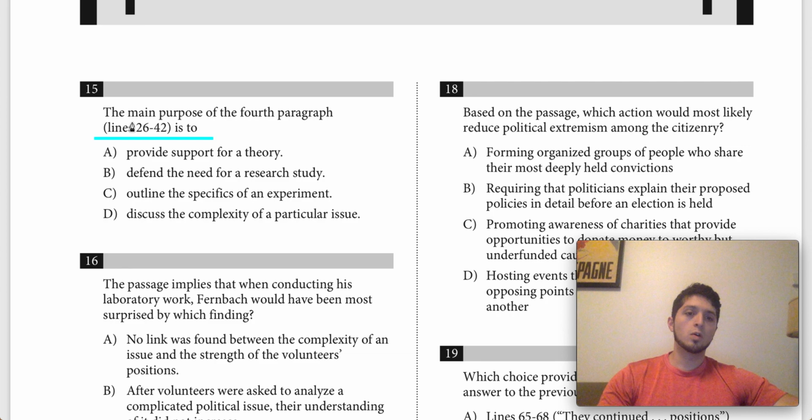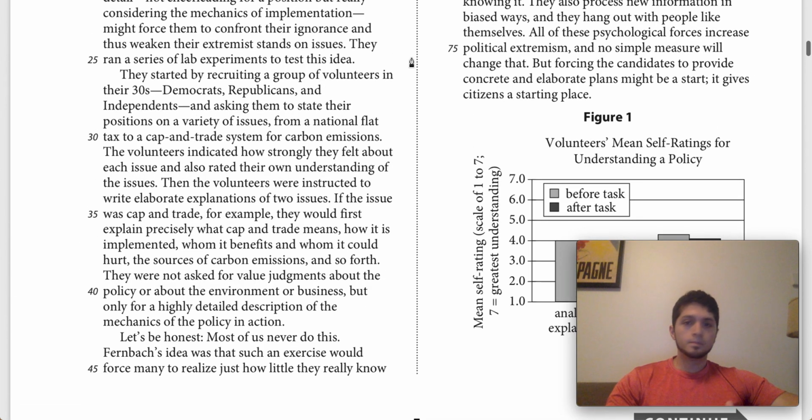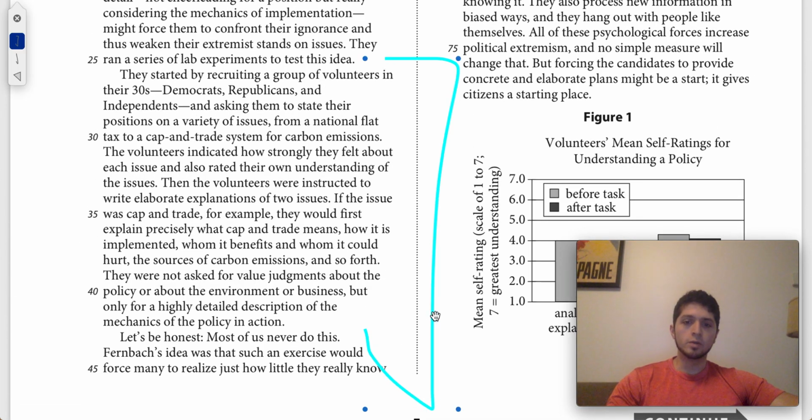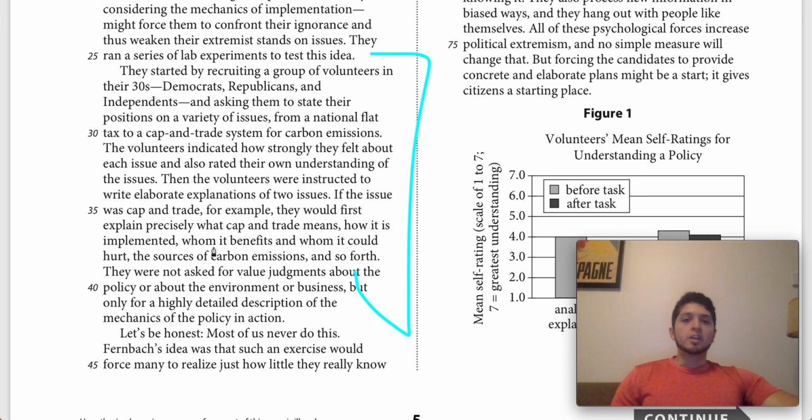So main purpose here, the way to solve this is to go back to the fourth paragraph that's mentioned, go back to the lines 26 through 42, which is going to be up here. And what we're going to try to do is just figure out what is this passage about. So when thinking about purpose, we're just thinking sort of what is the overall content, what is the overall idea of this passage, and then choose an answer choice that will match that.